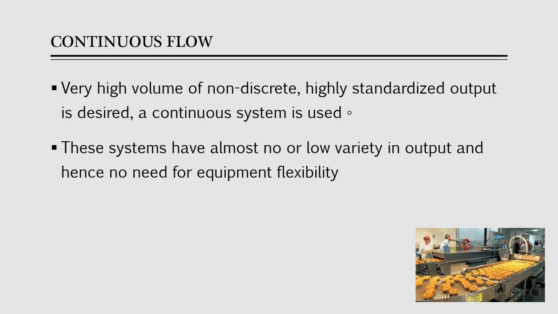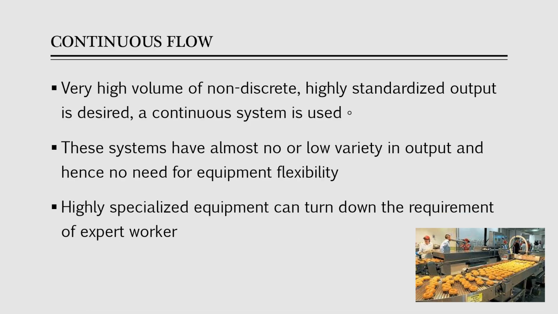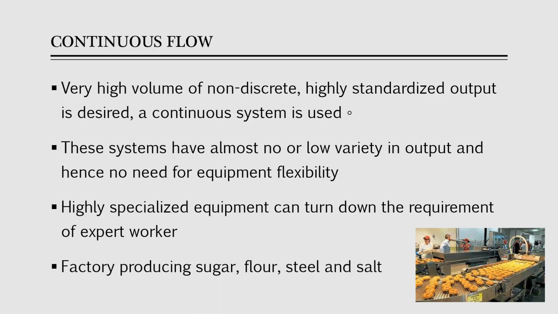These systems have almost no or low variety in output, hence there is no need for equipment flexibility. Highly specialized equipment can turn down the requirement of expert workers. Therefore, we can use more capital-intensive manufacturing by replacing the workers, such as producing sugar, flour, steel, salt. Factories are the best examples for continuous flow.